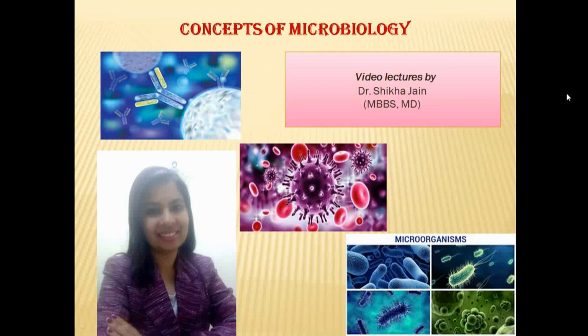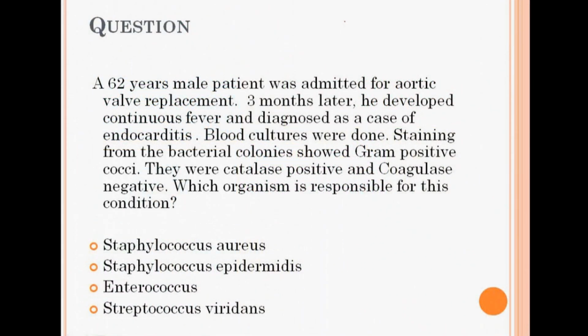your coming entrance exams. The question is, a 62-year male patient was admitted for aortic valve replacement. 3 months later, he developed continuous fever and was diagnosed as a case of endocarditis. Blood cultures were done and the staining from bacterial colonies showed gram-positive cocci. They were catalase positive and coagulase negative. Which organism is responsible for this condition? And the options are Staphylococcus aureus, Staphylococcus epidermidis, Enterococcus, and Streptococcus viridans.